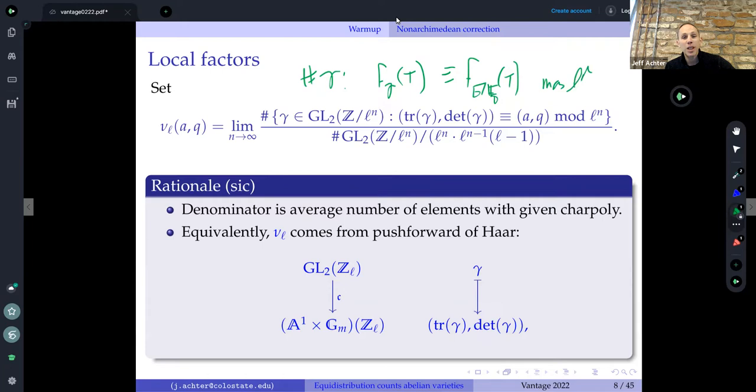And the denominator says, all right, well, if the elements of GL2 were uniformly distributed among conjugacy classes, how much would each one have? How many elements would each one have? And so this number is a little bigger than one if it's easier to have this characteristic polynomial mod ℓ. It's a little smaller than one if it's harder to have this characteristic polynomial mod ℓ.